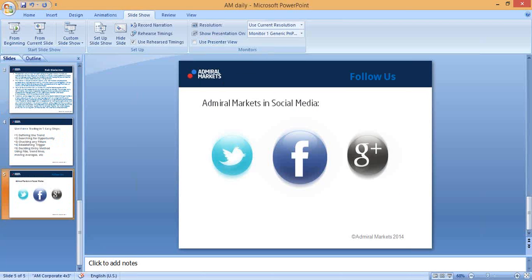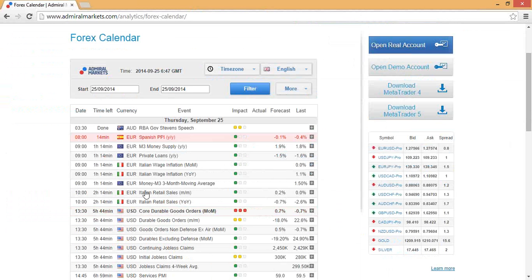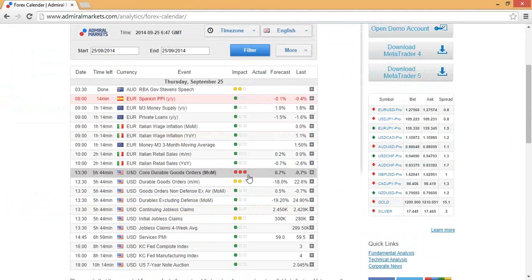And with that said, let's take a quick look at the calendar. We have only a red tagged event on the dollar throughout the morning. We have European morning, we have European lighter news.